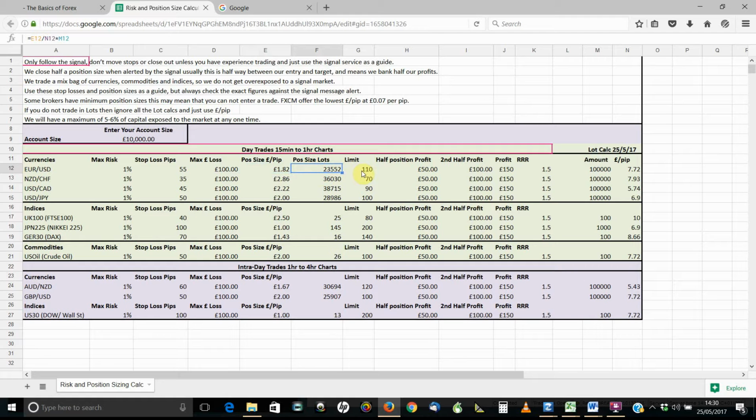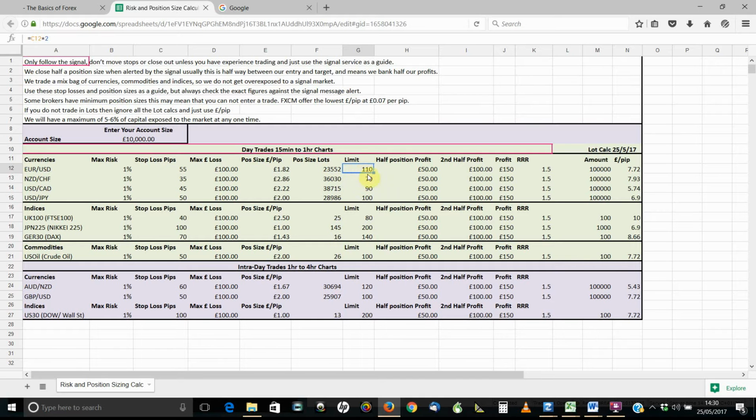Ignore the lot size because most people don't trade lots, and if you do, you're probably best changing your settings to pounds per pip, but it is on there anyway. Mainly for me, to be honest, because I do use lots, and I know some other traders do sometimes use lots as well. Limits, that's the target that we're going to be aiming for.